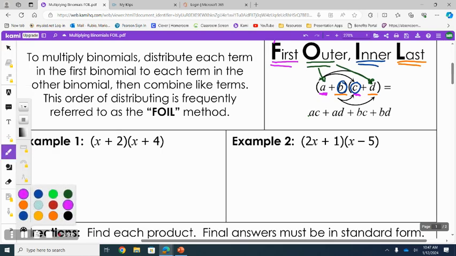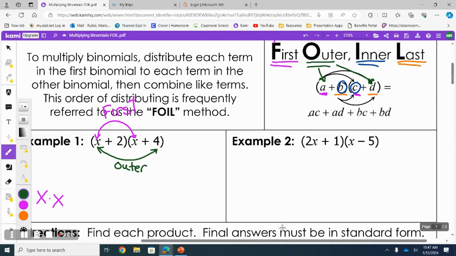So first, we're going to multiply the first numbers in the parentheses. The x and the x, that's first. So I'm going to do x times x. I'm going to write it out the long way first, and then I'll do the other one pretty quick. What's next? Outer. Which ones are the outer in this example? Yeah, x and 4. Those are your outers. So I've got plus x times 4, which is just 4x.